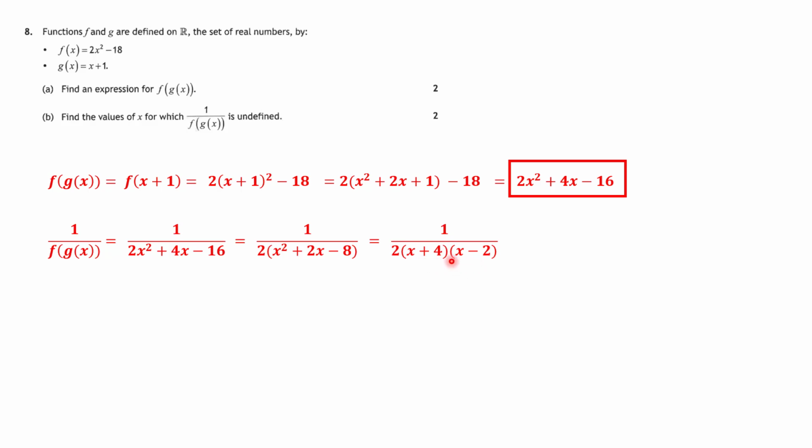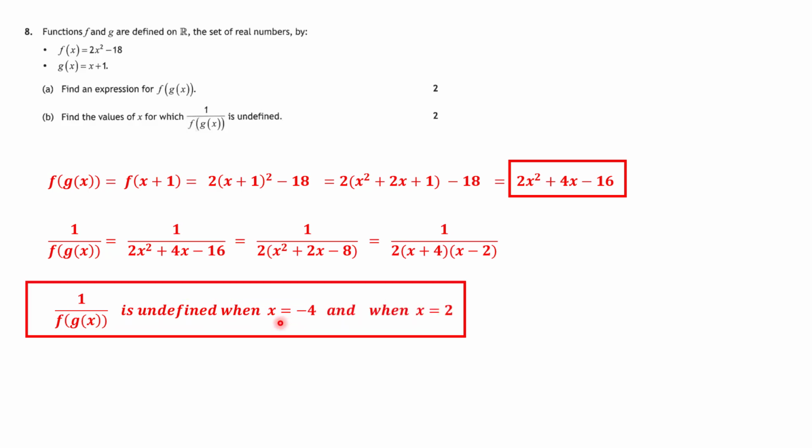Now this will be undefined when this bracket here becomes 0 or this bracket becomes 0, because you can't divide by 0. So it will be undefined when x is negative 4 or x is 2. So that's the answer. It's undefined when x equals negative 4 and when x equals 2.